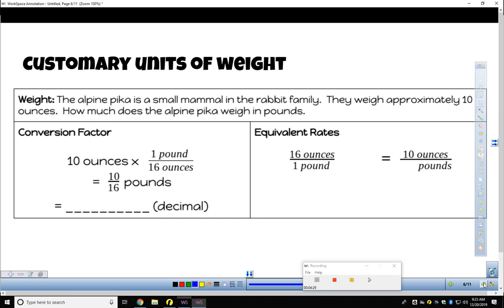So here we are converting weight. We have the alpine pika, a small mammal in the rabbit family. I recommend Googling the alpine pika if you're interested in looking at a cute little animal. They weigh approximately 10 ounces. How much does that weigh in pounds?